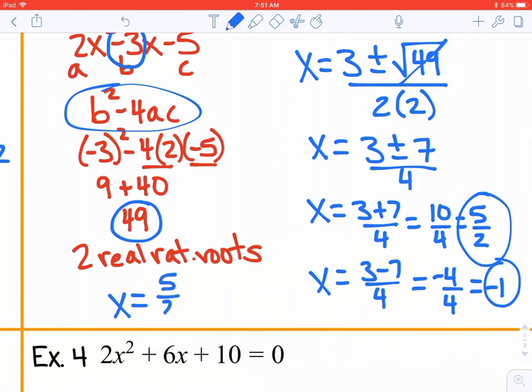So notice those numbers are 2 real rational roots. Rational means they can be written as a fraction. Write that down.